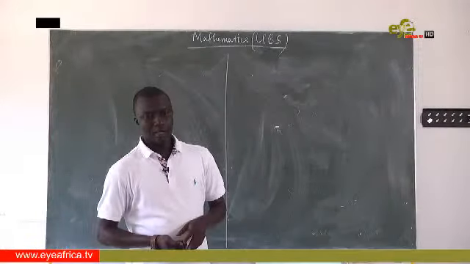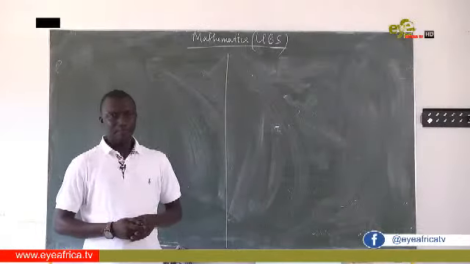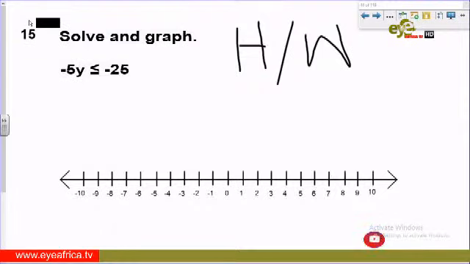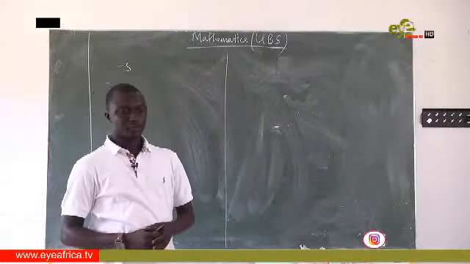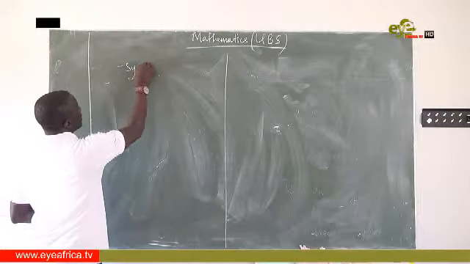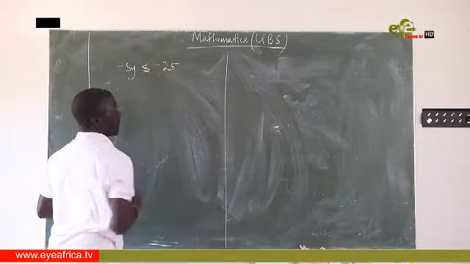But before we do this, we will get back to our homeworks we have the other time. We have two homeworks. One is solve and graph negative 5y is less than or equal to negative 25. We have to solve this and graph it on the number line as well. Our first homework was negative 5y is less than or equal to negative 25.